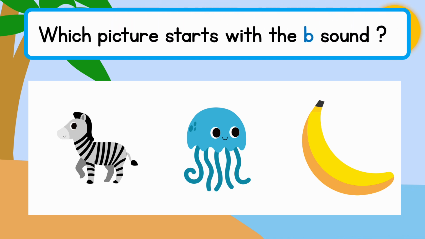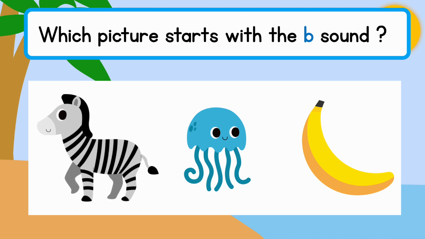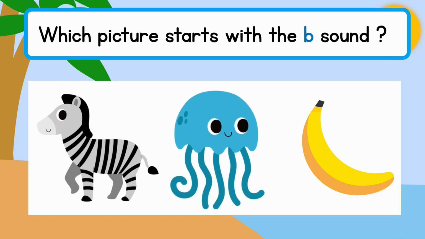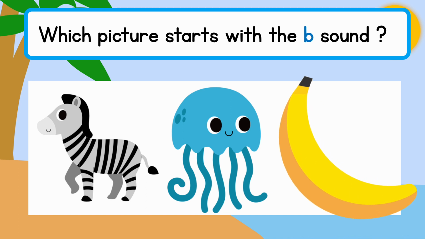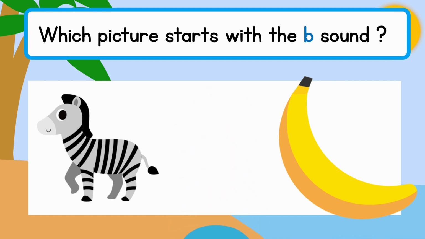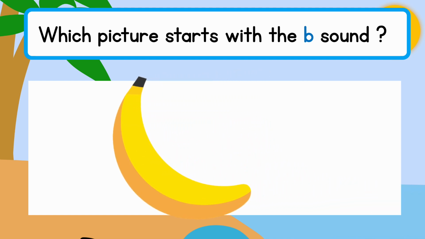Now we have 3 more pictures, and again we're going to find the picture that begins with a B sound. So we have zebra, jellyfish, banana. Which one is it? Let's have a look. So it's not the jellyfish. It's not the zebra. Well done. It is the banana. Fantastic job. Well done.